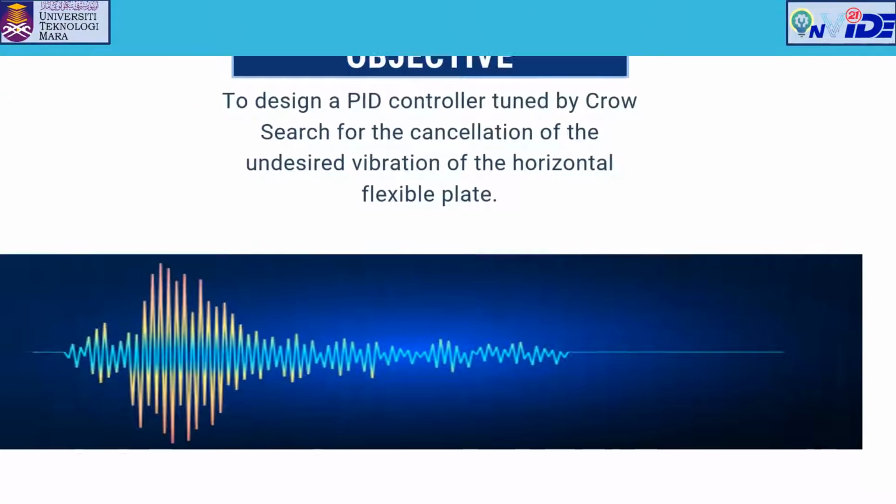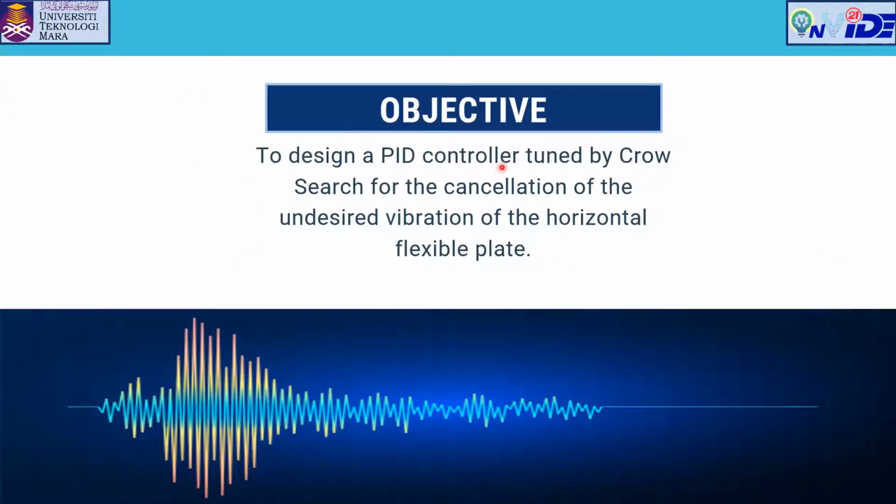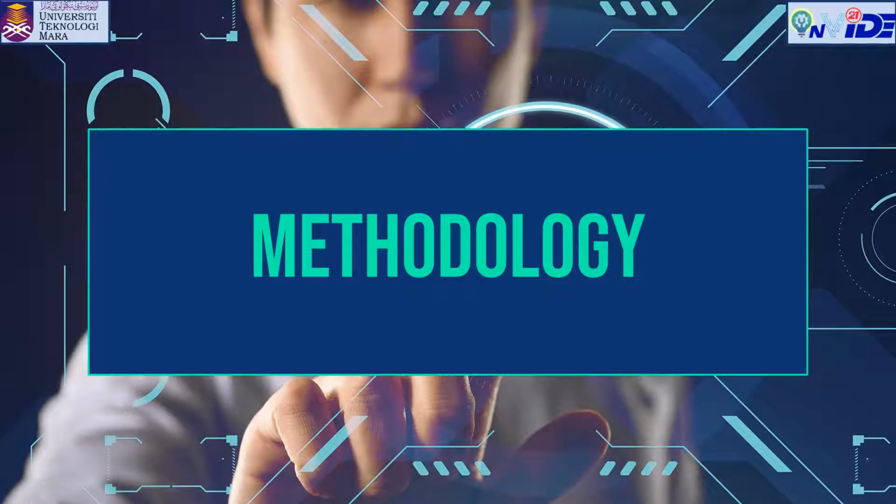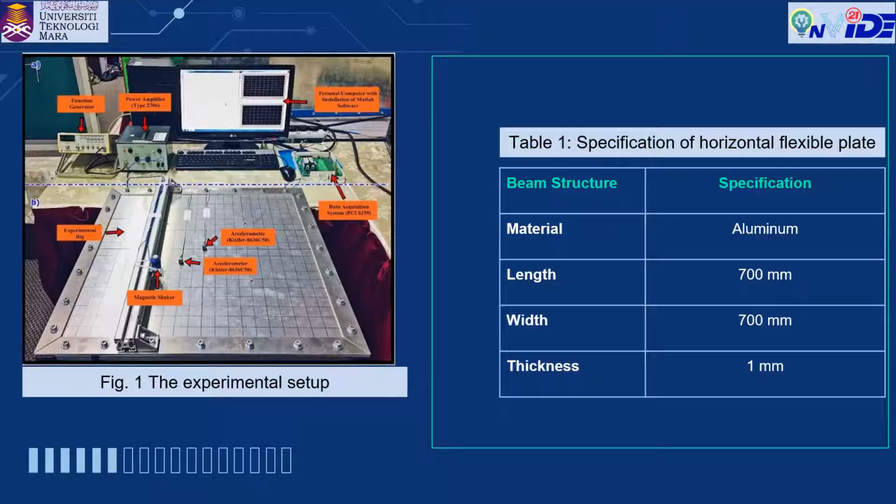This innovation aimed to design a PID controller tuned by crow search for the cancellation of the undesired vibration of the horizontal flexible plate structure. This research utilized the system identification method, which consists of 4 steps. Initially, actual vibration data is collected by integration of instrumentation and data acquisition system into the experimental test rig. The properties of the flexible plate are outlined in Table 1.